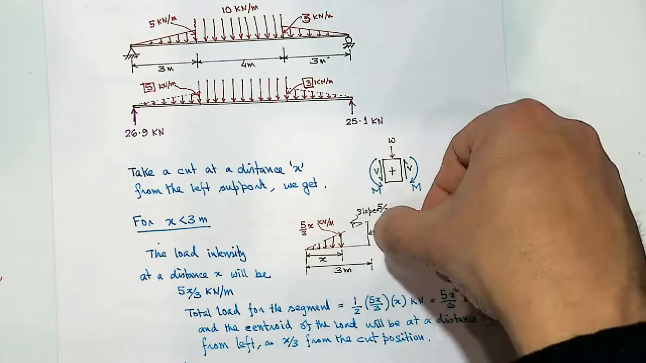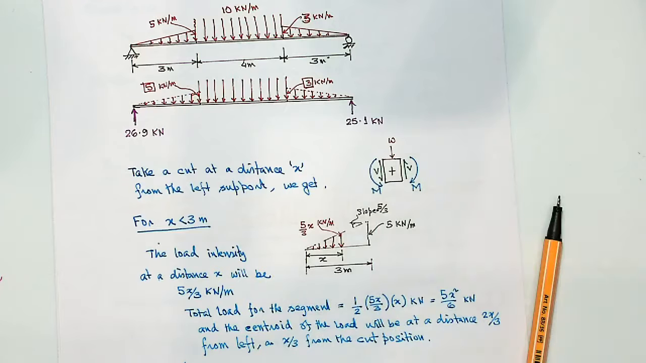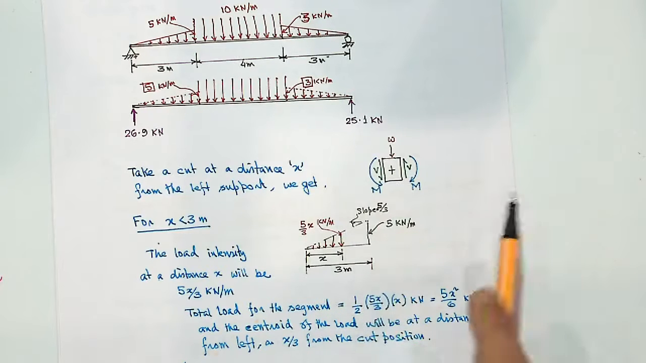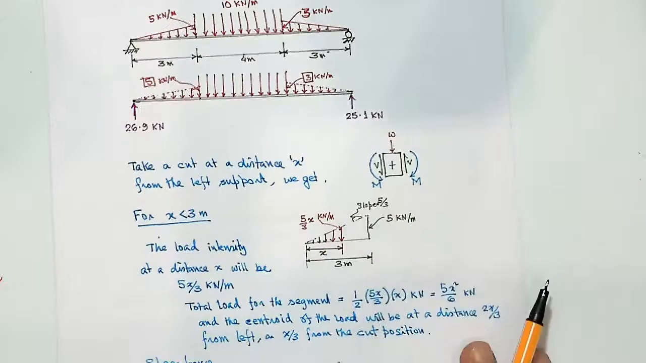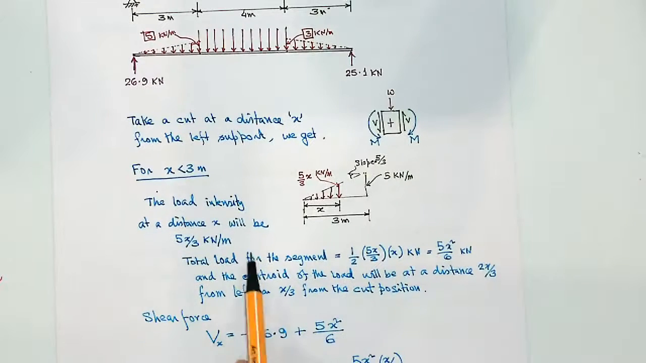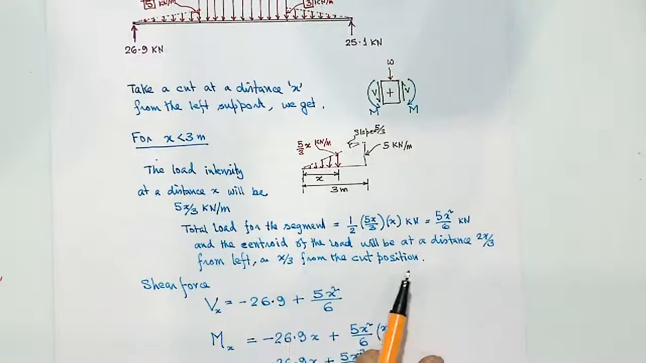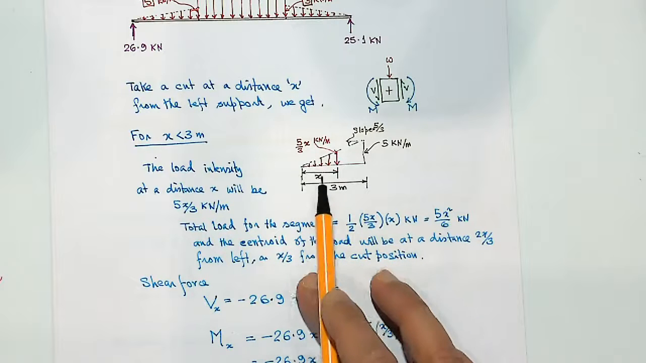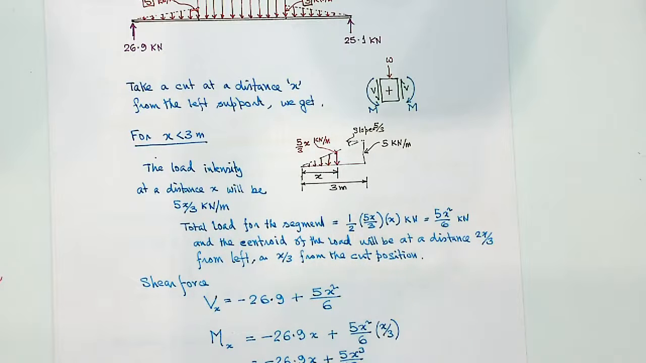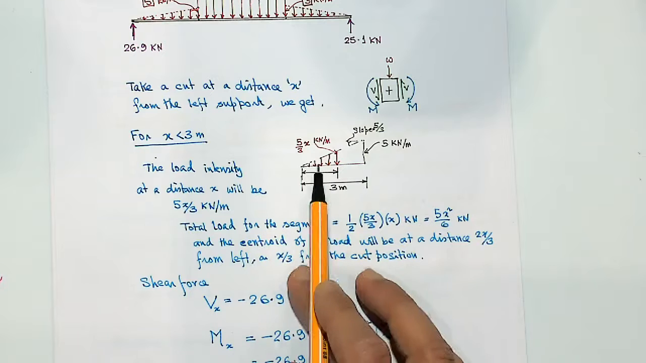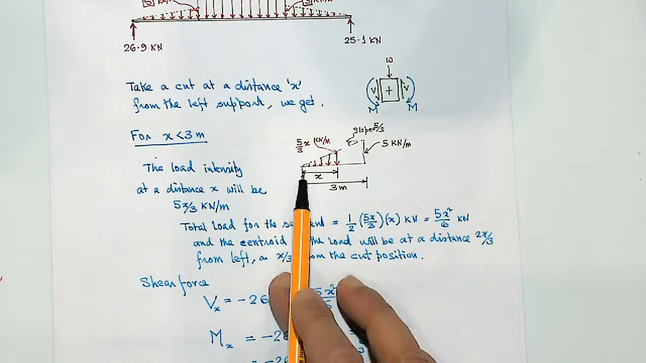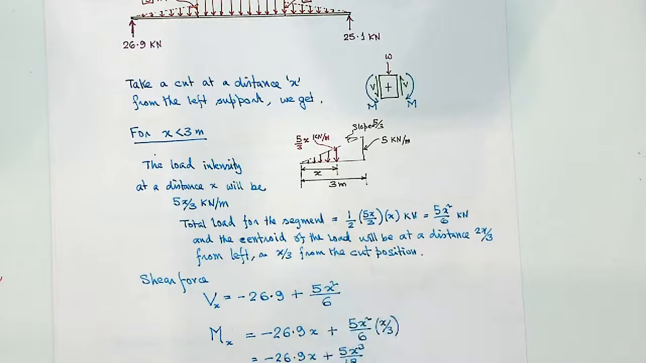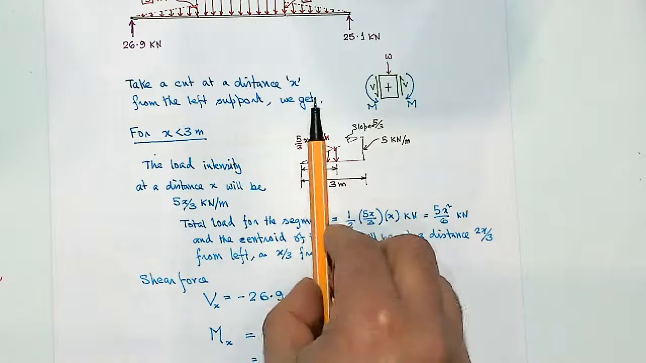If x is 3 meter, that is 15 over 3. That means it is 5 kilonewton per meter. So once you get that load intensity, at a distance x, that is 5x over 3. So the total load of these segments would be half times 5x over 3 times x, so 5x square over 6. And the centroid of the load would be at a distance 2x over 3 from the left, or x over 3 from the cut position. So x over 3 from the right hand side.